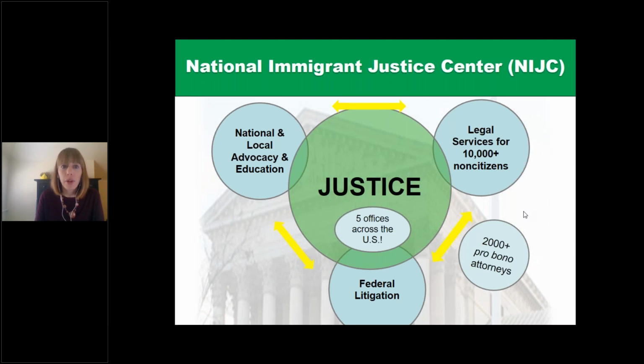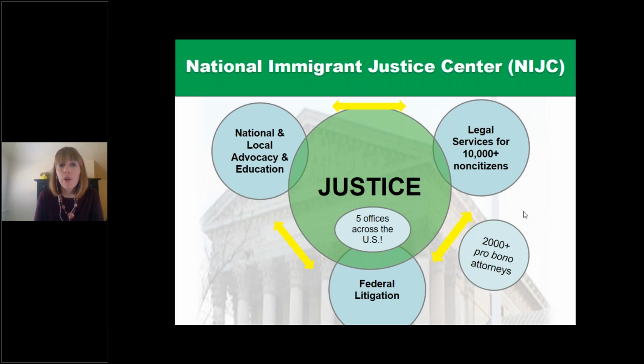And we think this is very critical to the work that we do and the focus on our clients and the non-citizens that we work with, because we're able to leverage and utilize the information that we learn from our clients, from the experiences they share with us, from the challenges that they encounter in the immigration system, and use those stories and those examples to further our policy, litigation, and advocacy efforts.